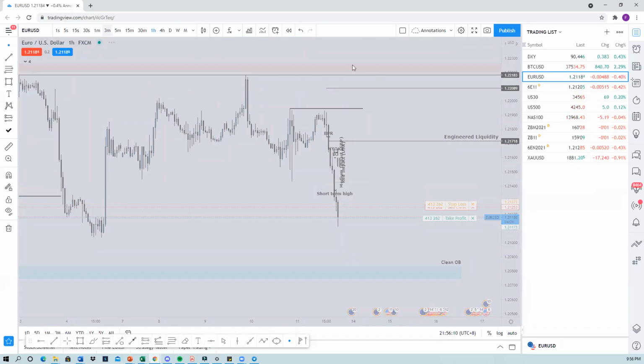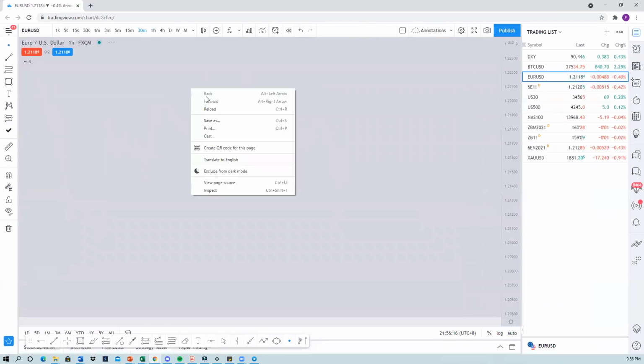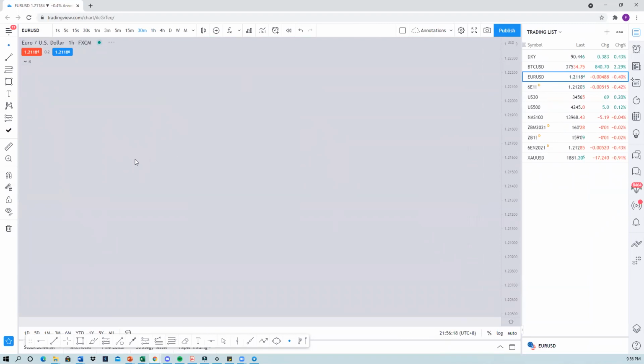Hold up, this is glitching. Why is it glitching? Oh no. Right, just give me a second.